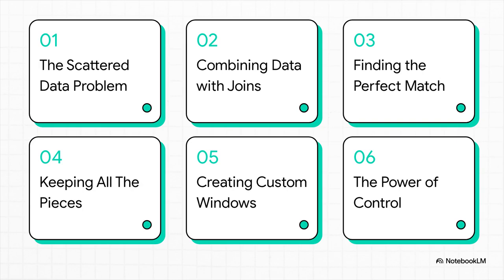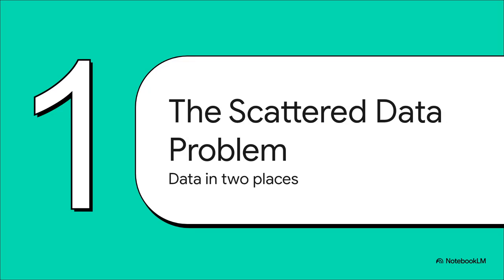Here's our game plan. We'll start by looking at that scattered data problem, then see how joins are the magic that bring it all together. We'll find the perfect match, figure out how to keep all the pieces, and then learn how to create custom windows into our data. Finally, we'll talk about the power of control. Okay, let's dive right in and set the scene.